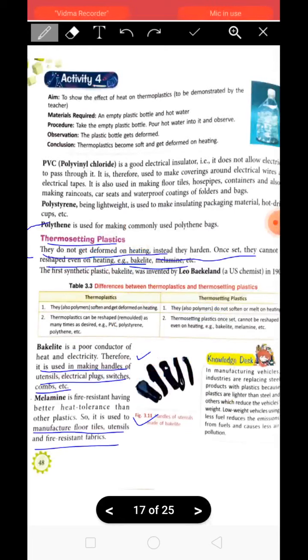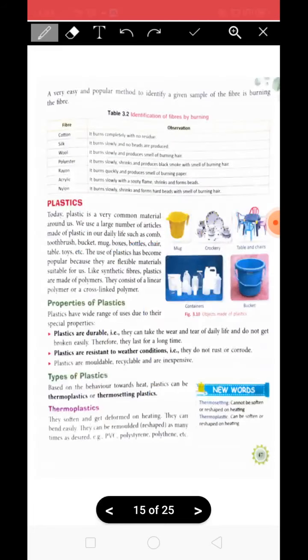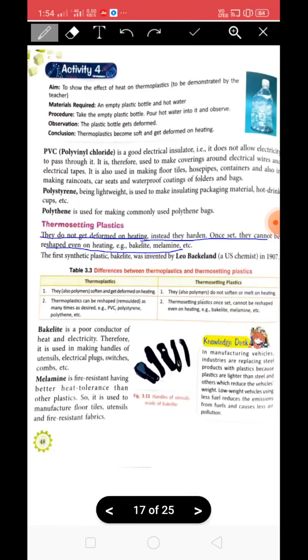Next is thermosetting plastic. Obviously, you will write the same thing. They do not get deformed on heating. Instead, they harden. Once set, they cannot be reshaped even on heating. Example, bakelite and melamine. Now, the next is uses of plastic, right? So, uses of plastic will start from here.